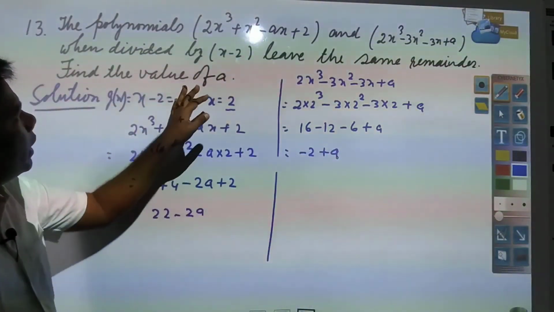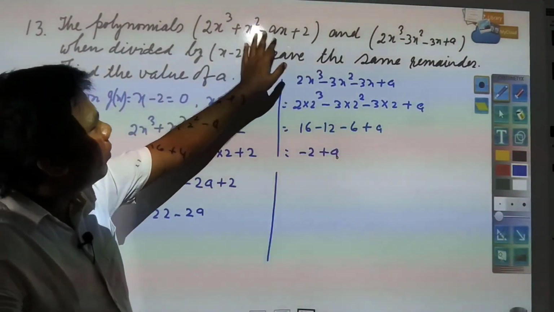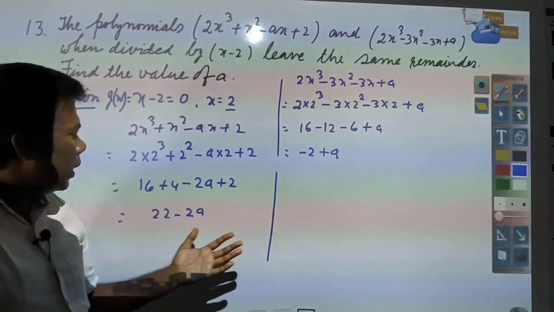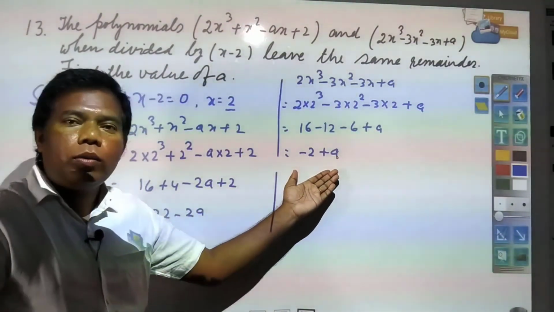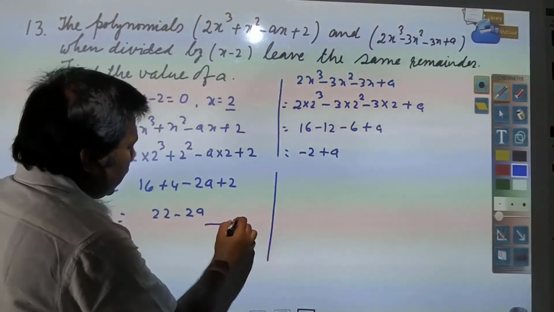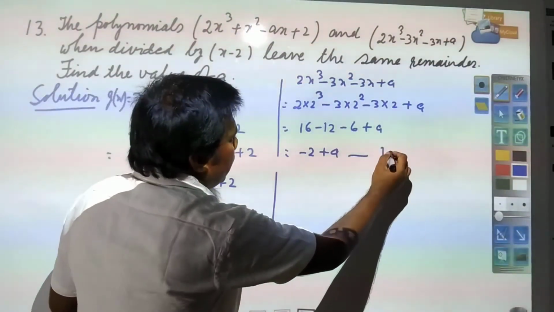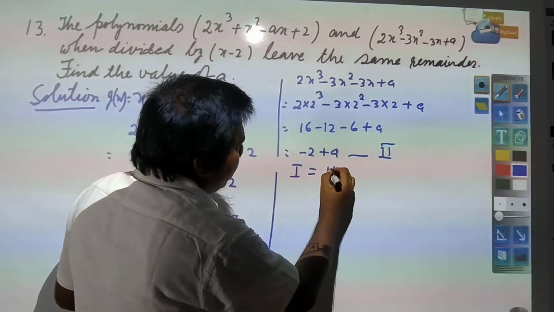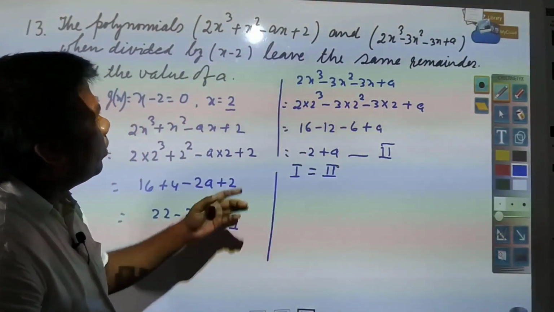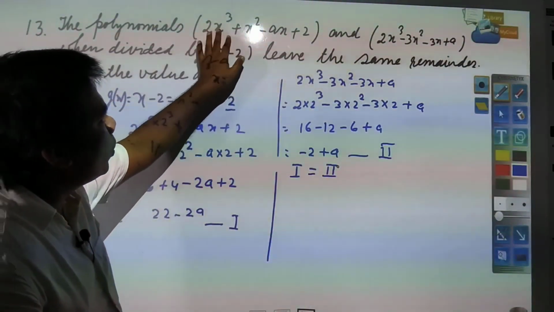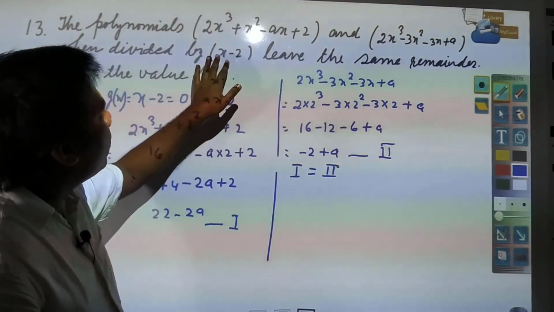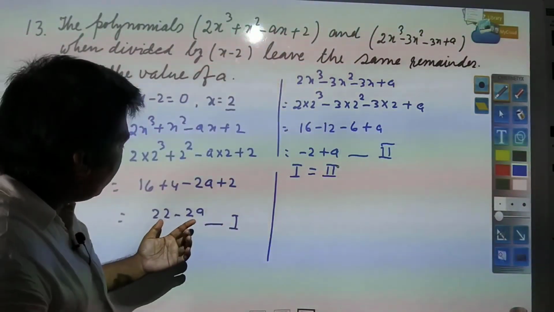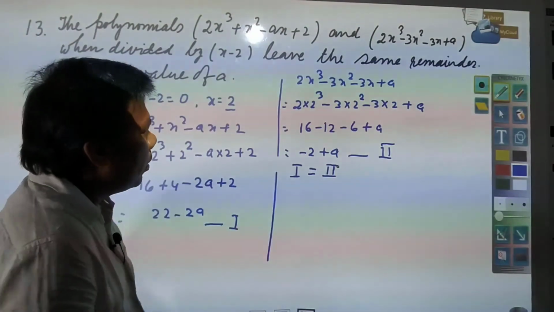Now you see this has been written that they are leaving the same remainder. It means this must be equal to this one. So here you can write equation 1 and equation 2. So 1 must be equal to 2 because the remainders are same if it is being divided by x minus 2. Both the expressions are being divided by x minus 2 and are leaving the same remainder.